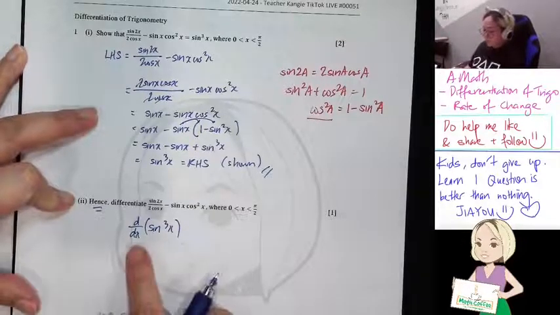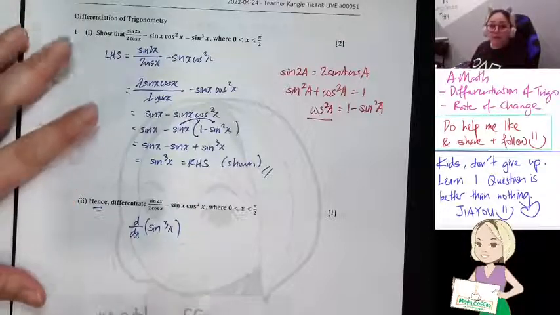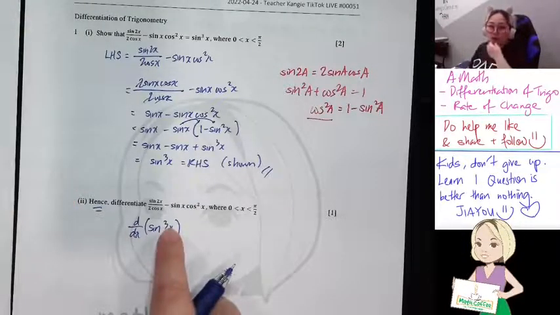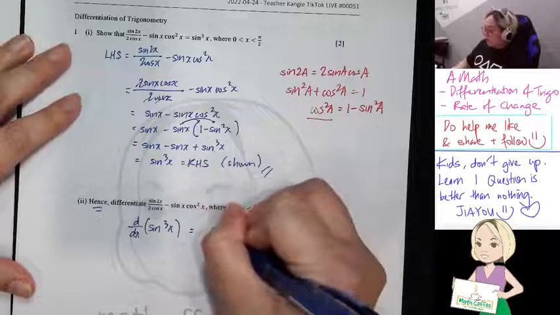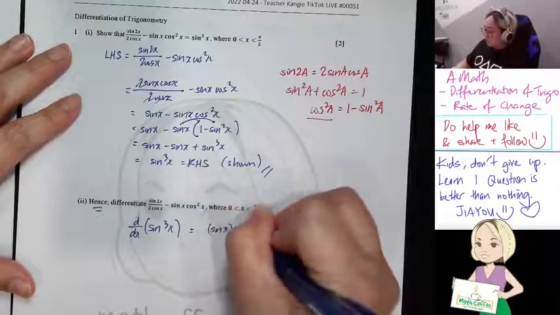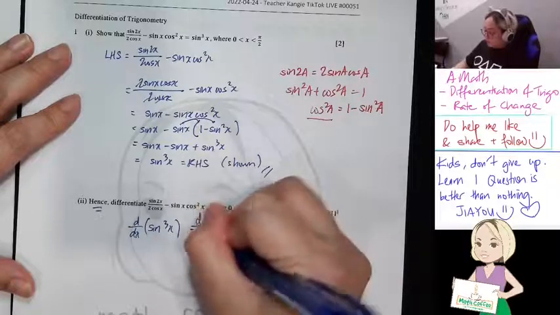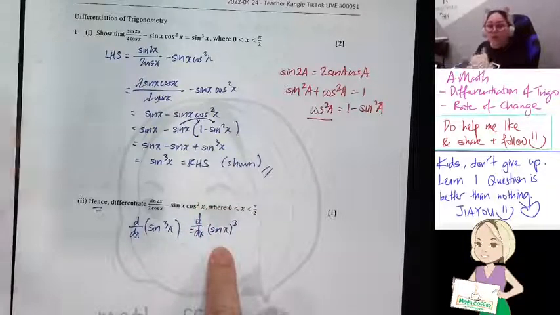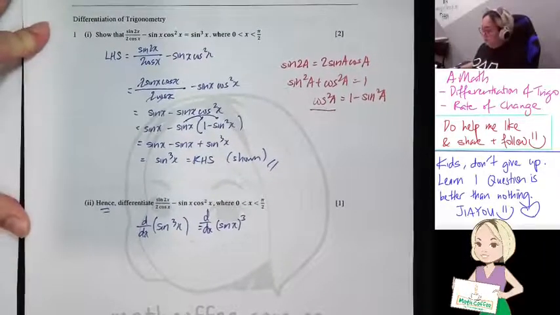Okay, so differentiate sine cube x, how do you do it? For me, for trigo, when the square or cube is in the middle, I will change my presentation so it's easier to differentiate. So this actually means sine x to the power of 3. I am supposed to differentiate this, so I will have to apply chain rule.